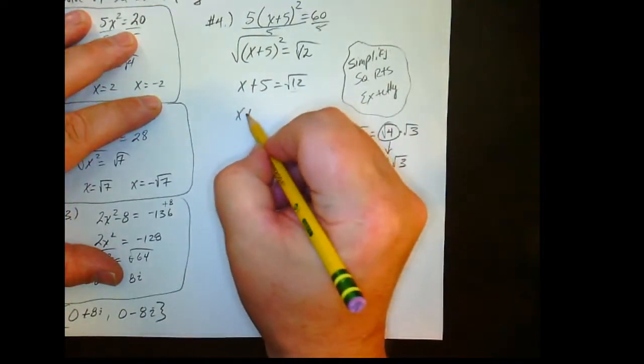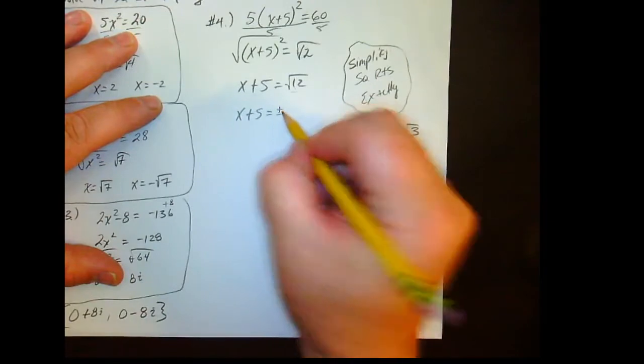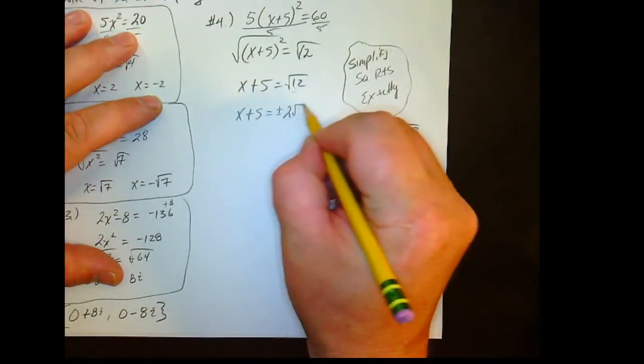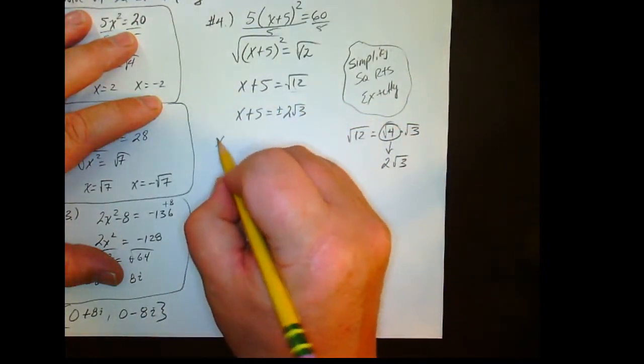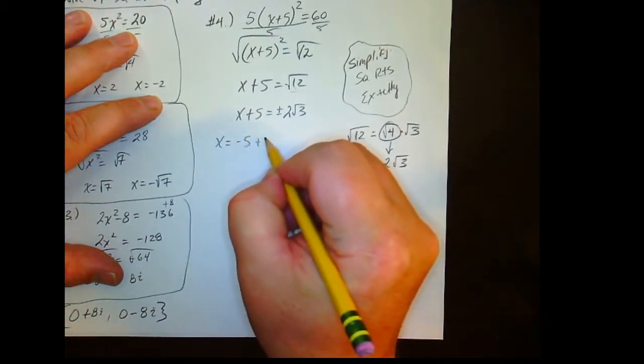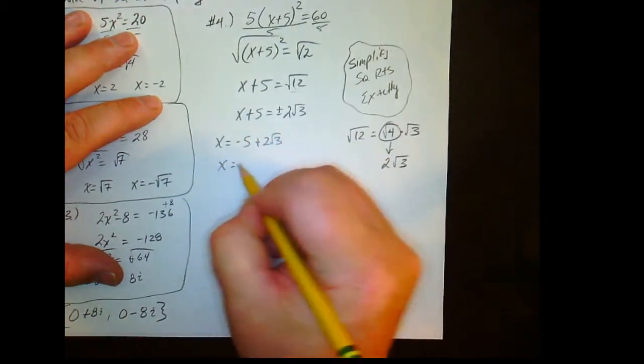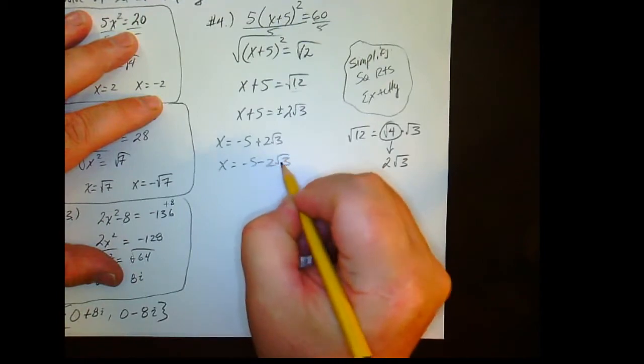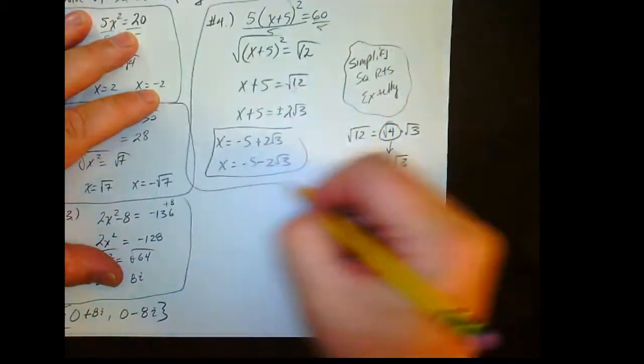So here's what you've got: 2 root 3. So we're going to subtract 5 from both sides, right? So we have one that's like this, and we have one that's like this. Those are our two answers. So there's number 4.